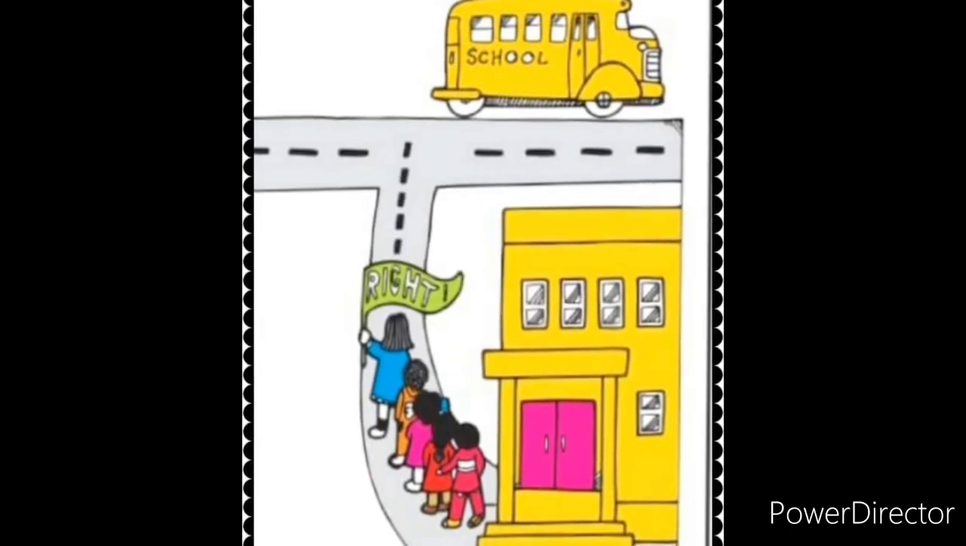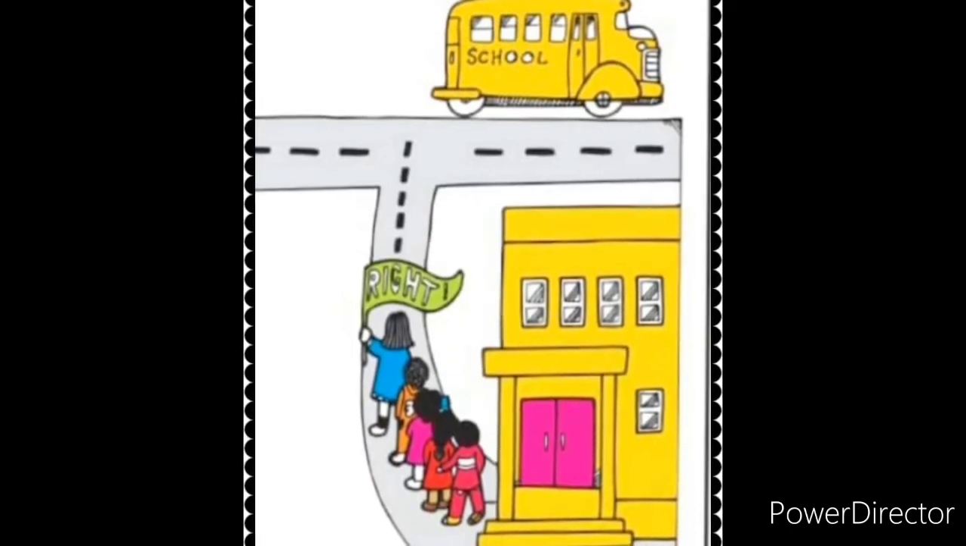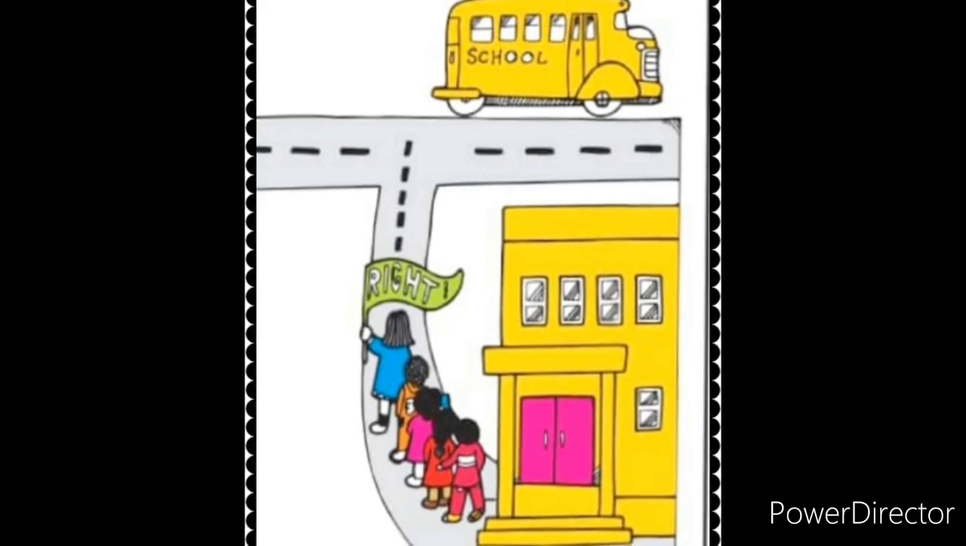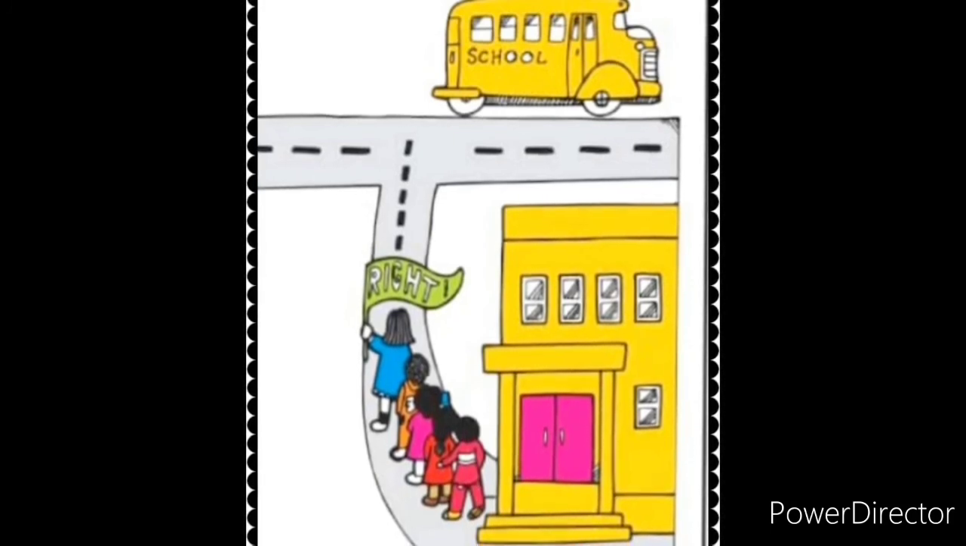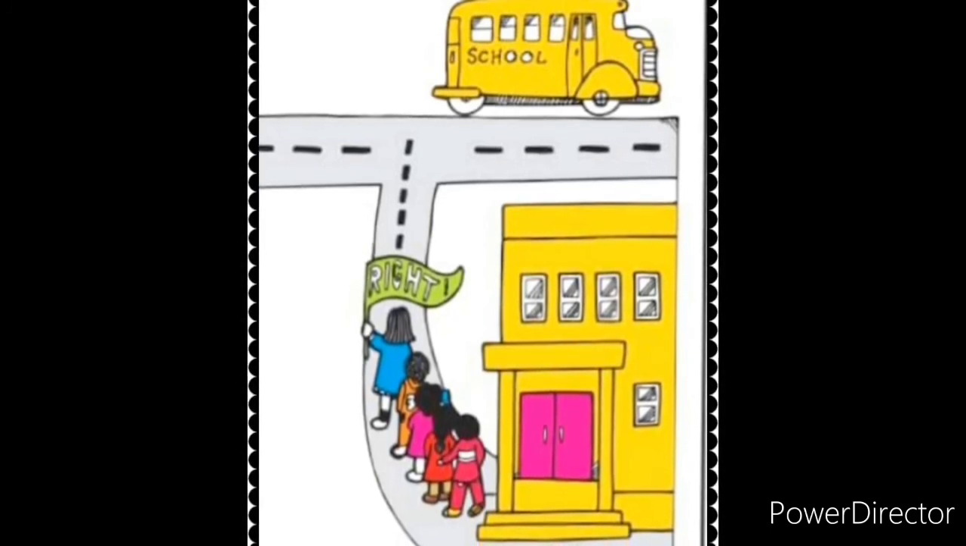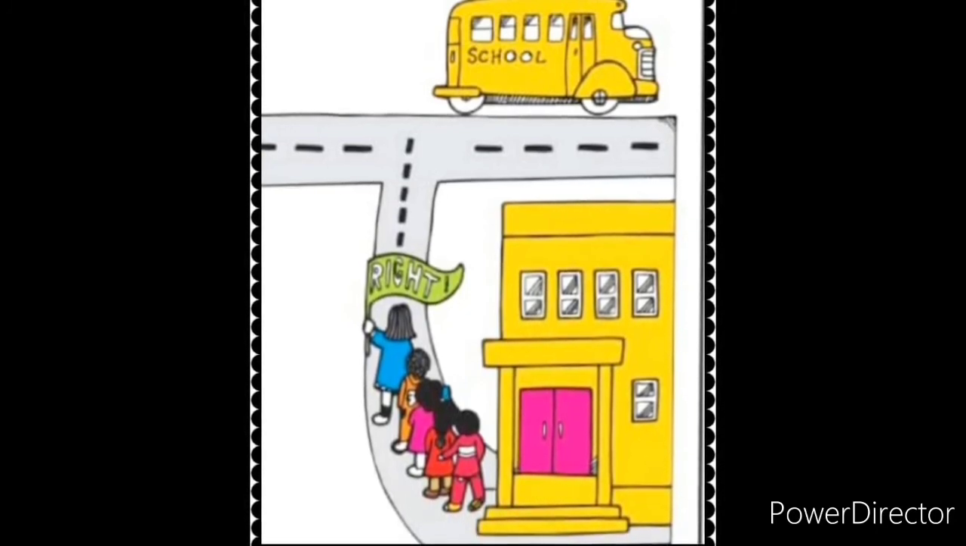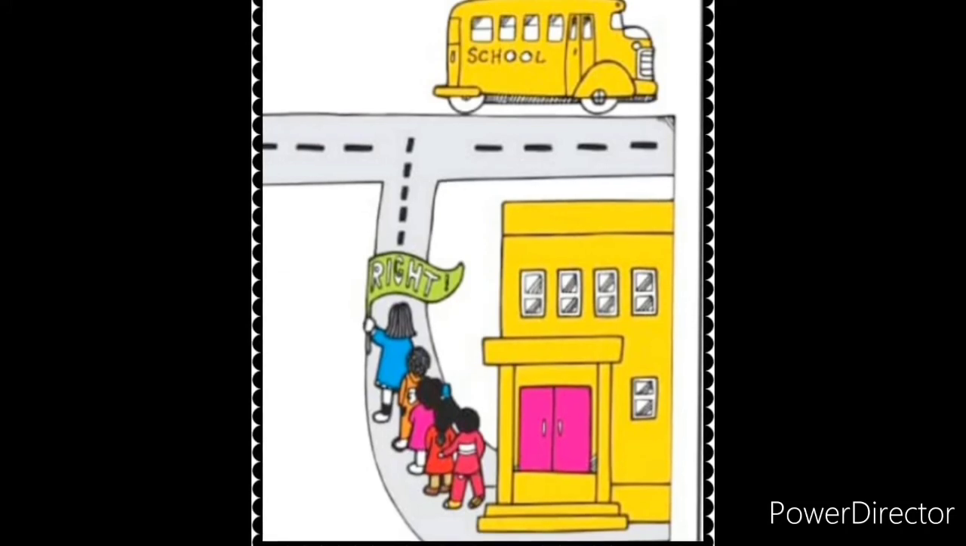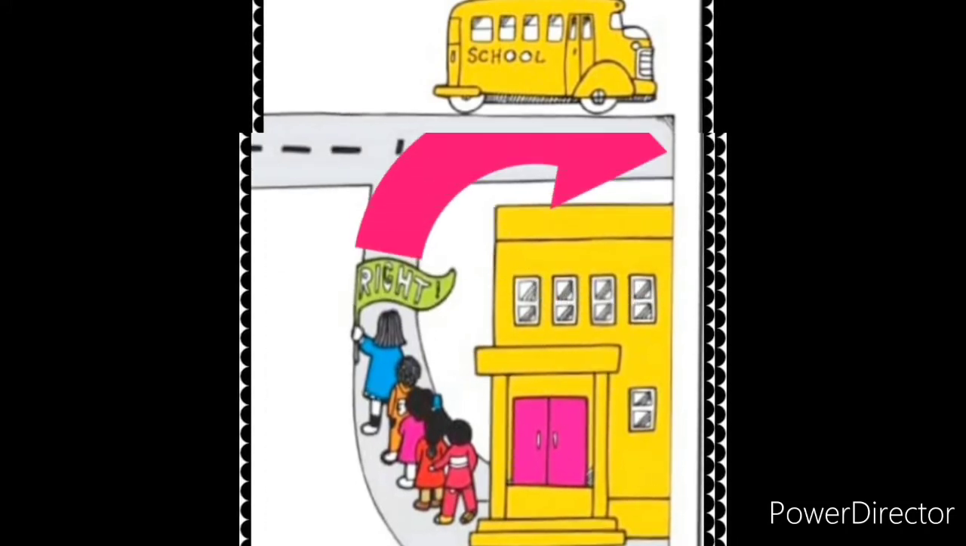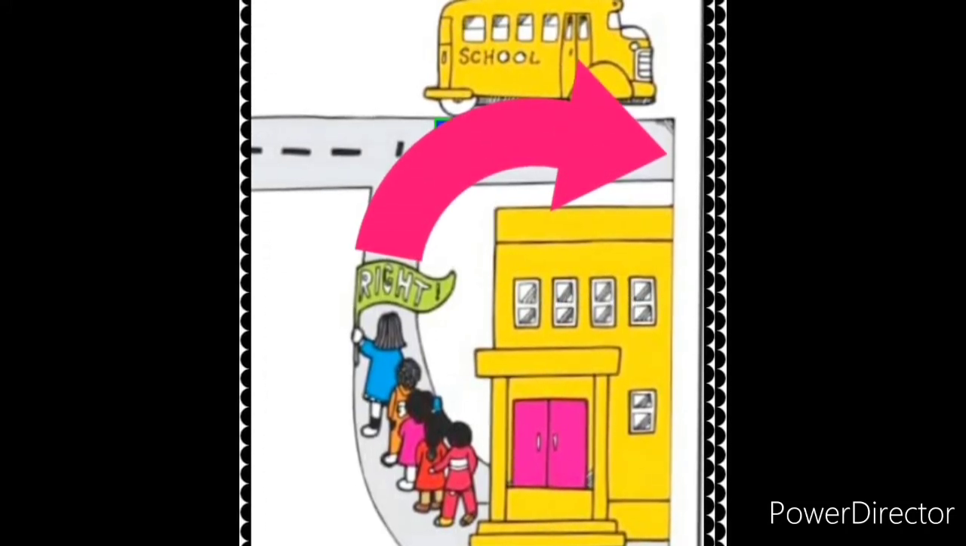In the third picture, there is right written on the flag which is in the girl's hand. So, they have to go on the right side. Yes? So, you have to trace the right path like this way.